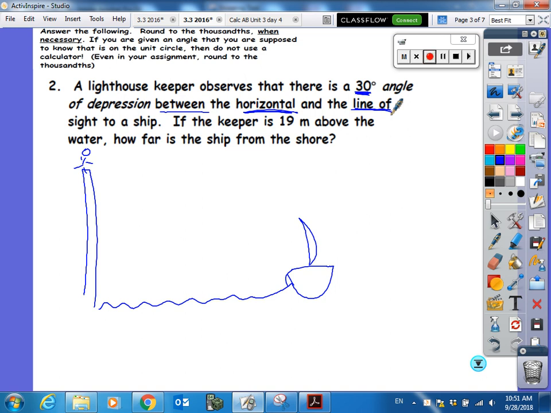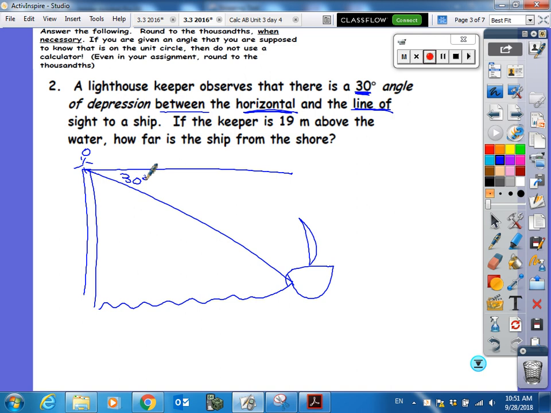Between. That's not down here. This is not between. My arm goes straight out, I look down to the ship. Here is the horizontal. Here is where he's looking down at the ship, is 30 degrees. That is not here. He's not looking down at the bottom of the lighthouse. He's looking towards the ship. So between the horizontal line, he looks straight out, then he looks down. That's the depression.